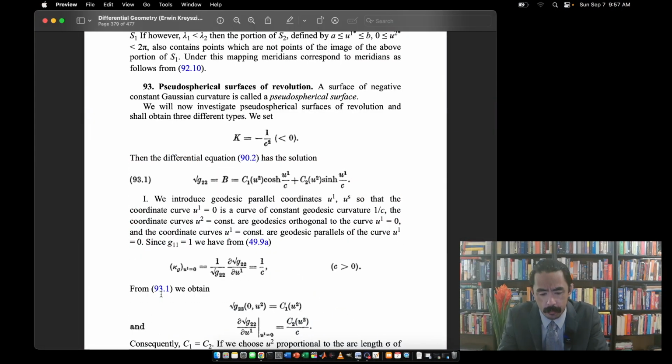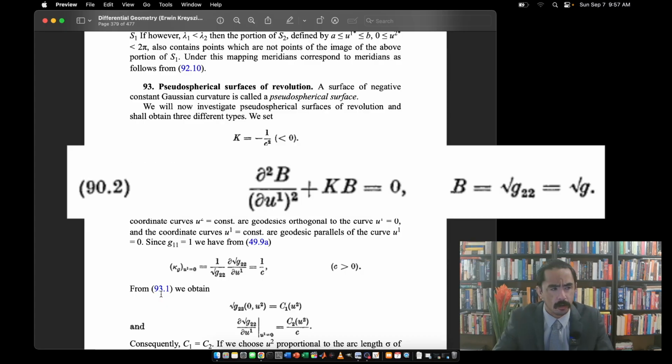Section 93. Pseudospherical surfaces of revolution. A surface of negative constant Gaussian curvature is called a pseudospherical surface. We will now investigate pseudospherical surfaces of revolution and shall obtain 3 different types. We set Gaussian curvature capital K equal to -1 over lowercase c squared, which is not equal to 0. Then the differential equation 90.2.